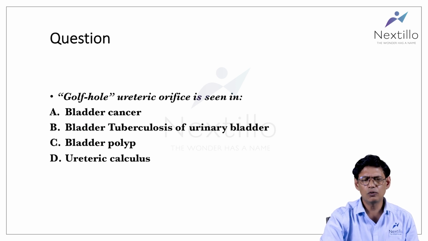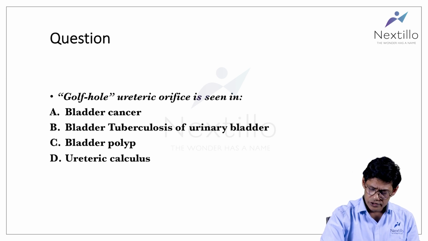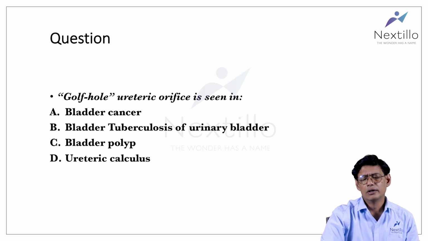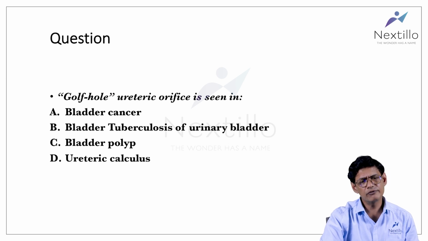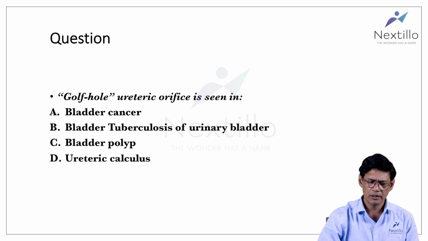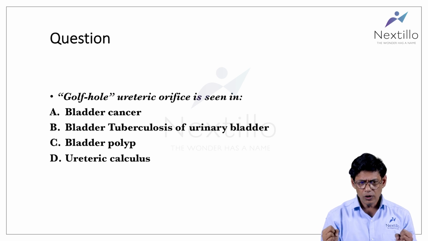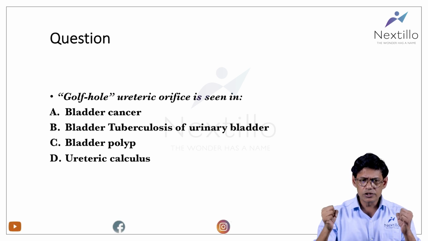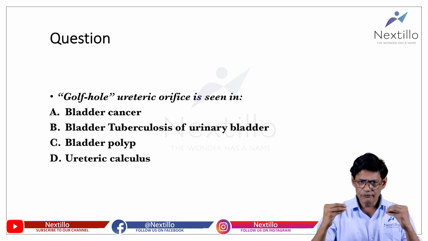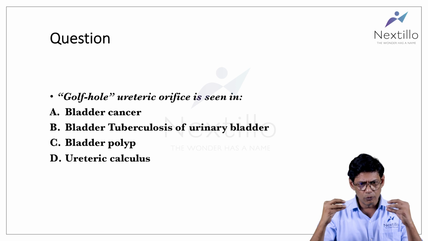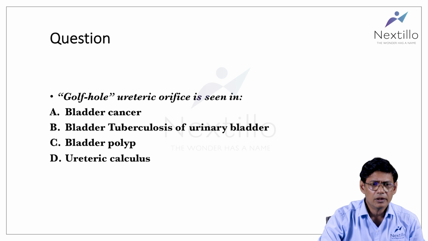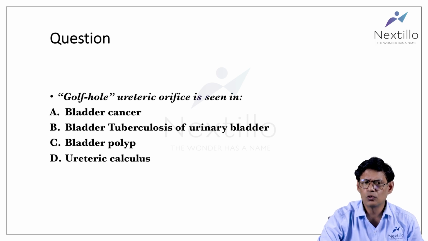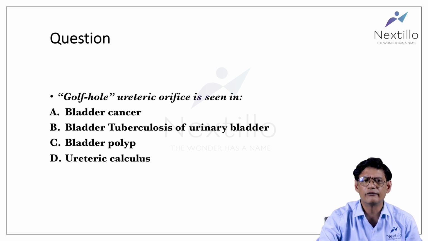Golf hole ureteric orifice is seen in some conditions of the urinary bladder. When there is a fibrosis of the urinary bladder, the ureteric opening moves a little bit towards the upper side, and because of fibrosis, the ureteric orifice is always open. So it moves a little bit upward and is always open. This type of ureteric orifice is known as the golf hole ureteric orifice.